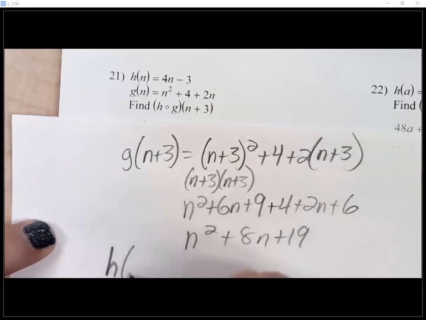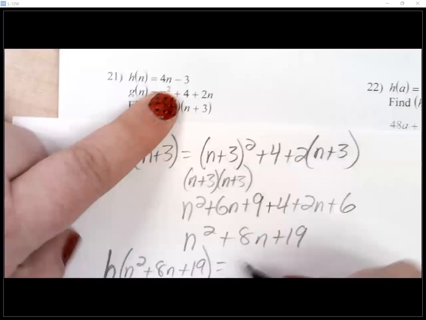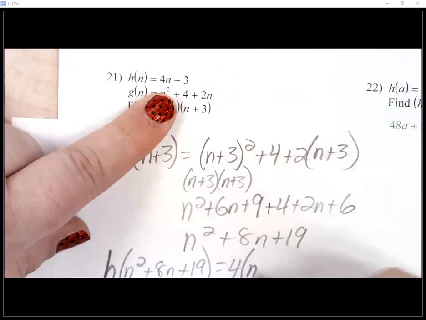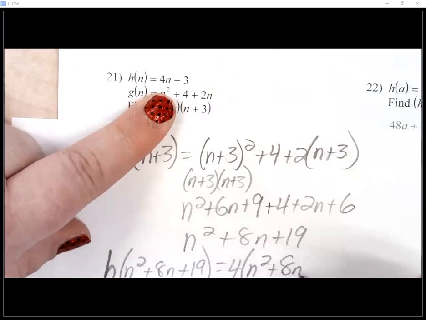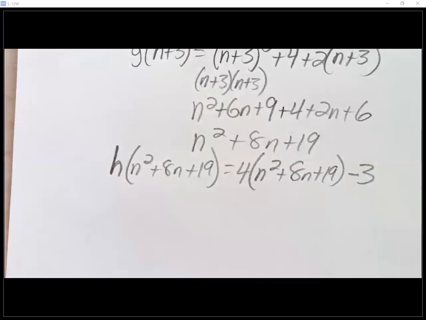n squared plus 8n plus 19. And luckily h isn't so bad. It's just 4 times all of that, minus 3. Okay, so let's distribute that 4 all the way through.